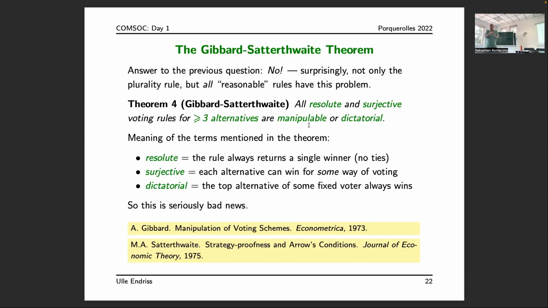I wanted manipulation to be impossible. There should never be a situation where somebody gets an advantage by lying. Then it says, yes, that's possible. There are exactly N rules that do the job. And these are the N dictatorships.